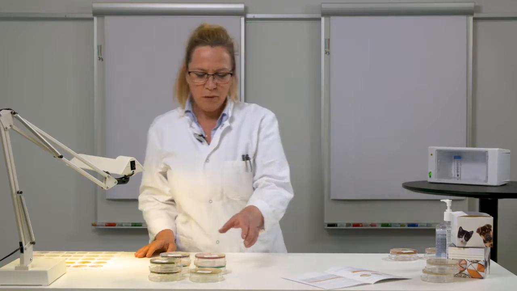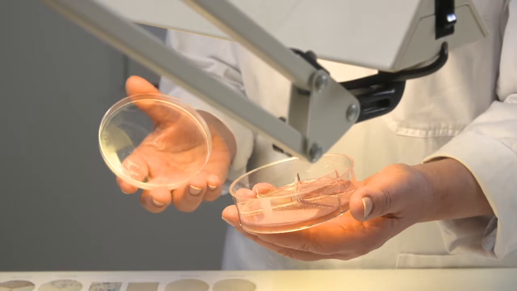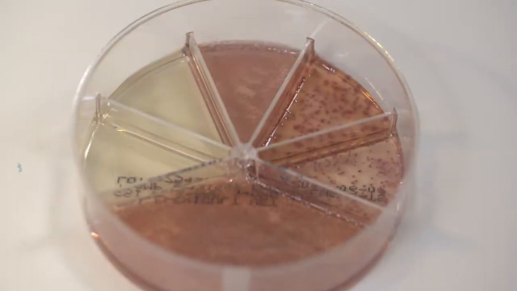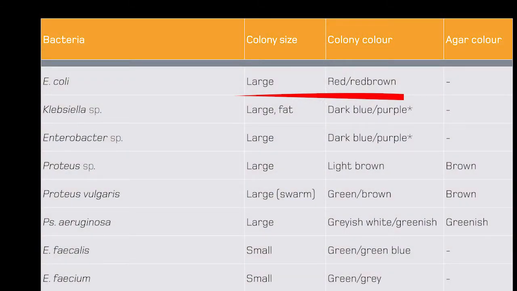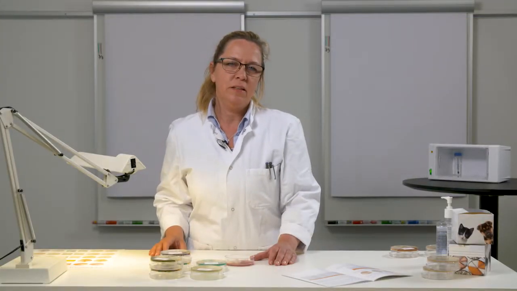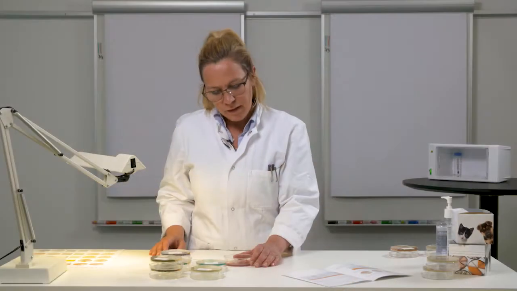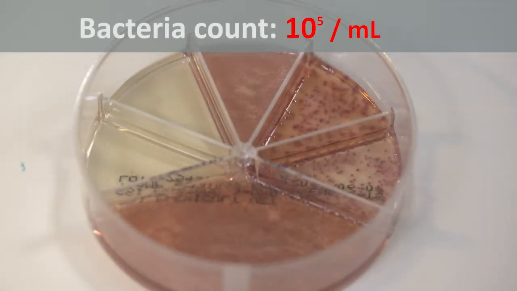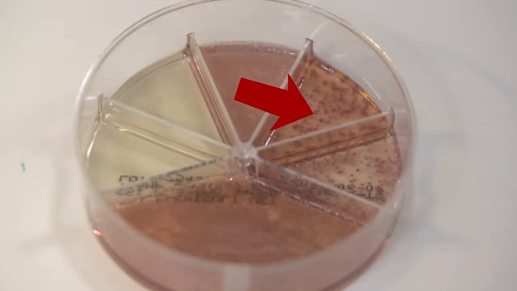I'll now have to look at the first example. Here I can see that the bacteria form large red colonies. In the insert, Chart 2, I can see that this corresponds to E. coli. I also assess bacteria density in the large counting compartment to assess the quantity of my sample. In this sample, the density is 10 to the 5th per milliliter. Then I take a look at the 5 antibiotics compartments to see in which compartments there is growth and in which there is no growth.